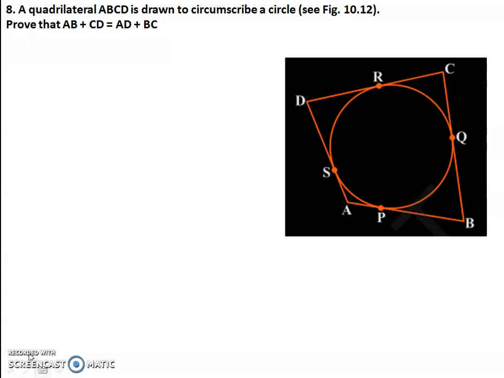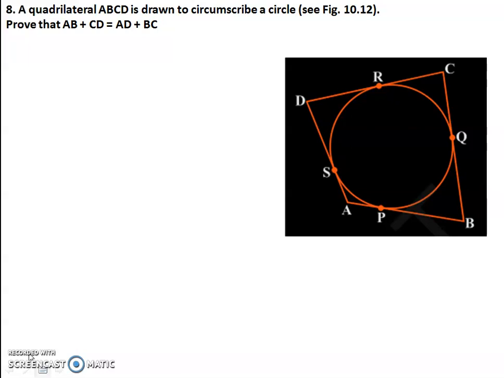Next, we go with question number 8. A quadrilateral ABCD is drawn to circumscribe a circle. Prove that AB plus CD is equal to AD plus BC. The figure is given in your question.